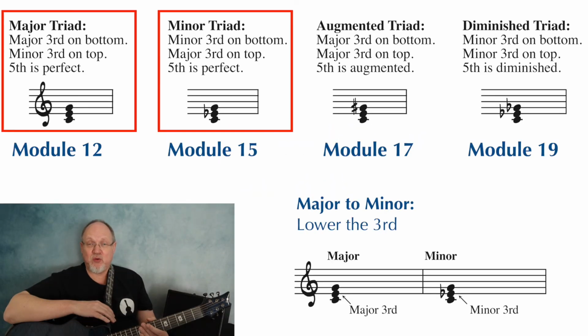And the only difference between a major triad and a minor triad is the third of a chord. A major chord has a major third from the root to the third. A minor chord has a minor third from the root to the third. So to change a major chord into a minor chord, you just lower the third of the chord. Or if you want to change minor to major, you raise the third of the chord.